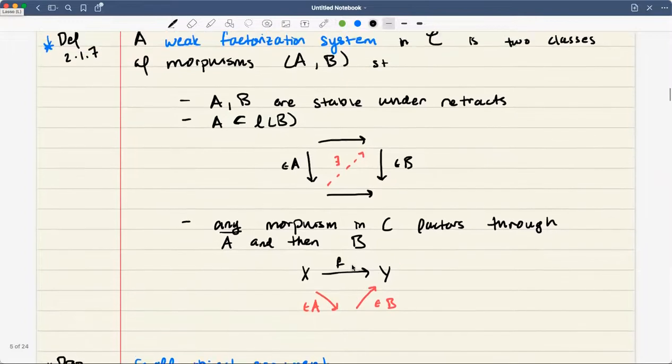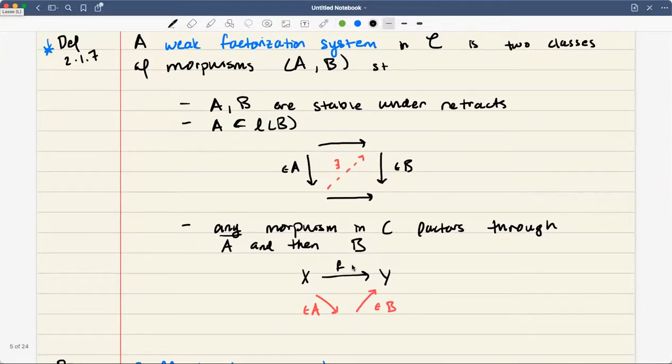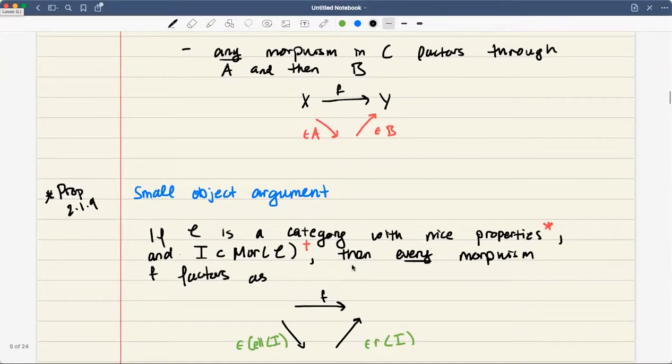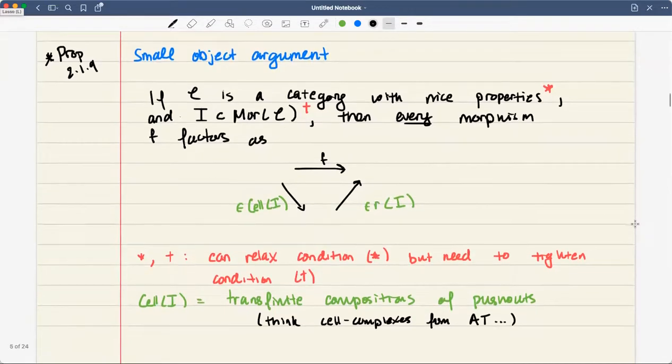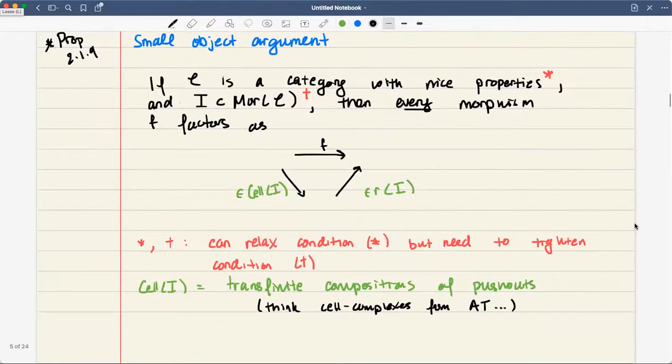Okay. So model categories, where does this come up? Well, model categories are basically three classes of morphisms, and certain combinations of them give you two weak factorization systems. Okay, and here's an extremely prevalent technical argument called the small object argument, which I at least wanted to mention instead of just breezing over because of how prevalent it is. But I mean, it can be stated in quite a bit of generality.